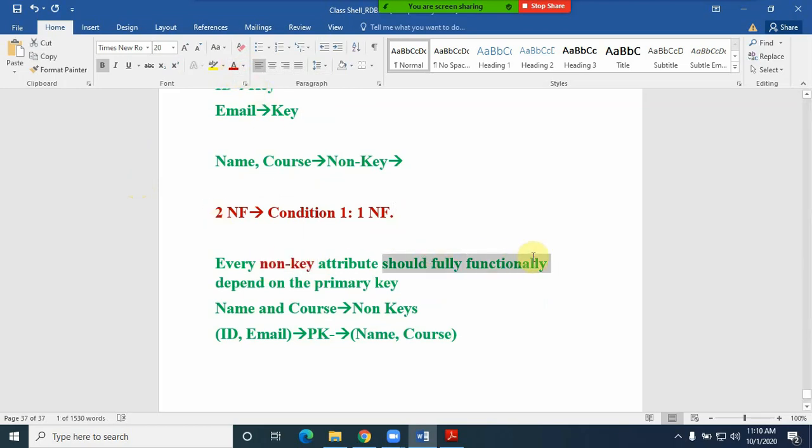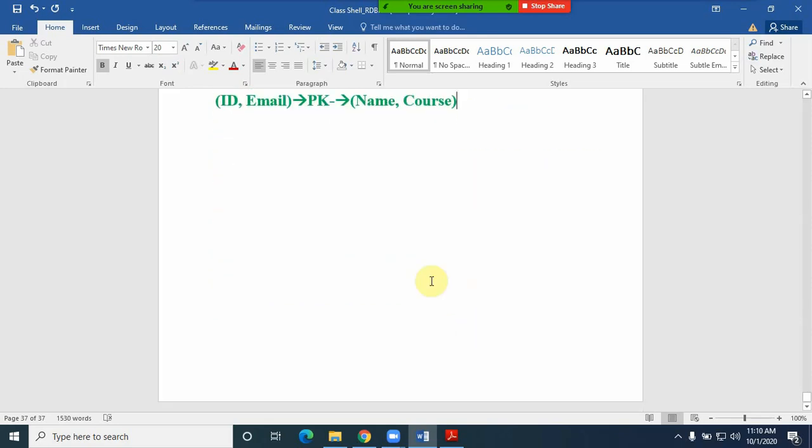fully functionally depends on the complete key, whatever the key I am having. So the main important thing is non-key fully functionally dependent on the primary key. Okay, so suppose I am taking one example. So here I am having key 1 and key 2. Key 1 and key 2 is a composite key, for example.